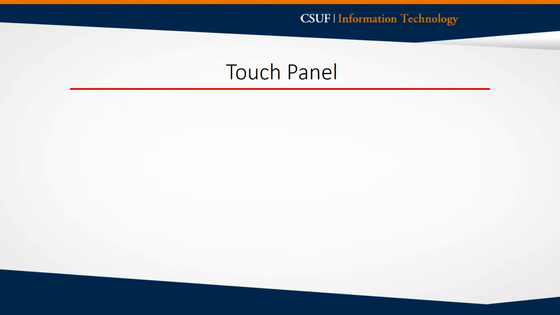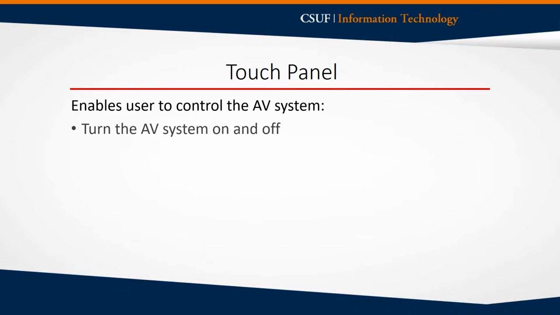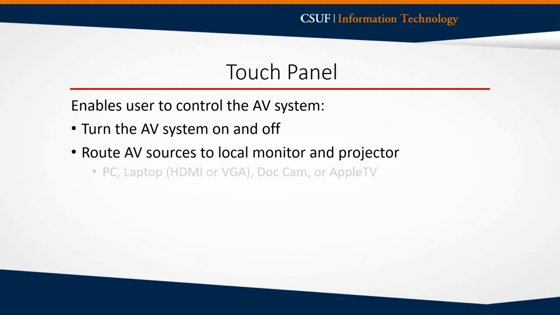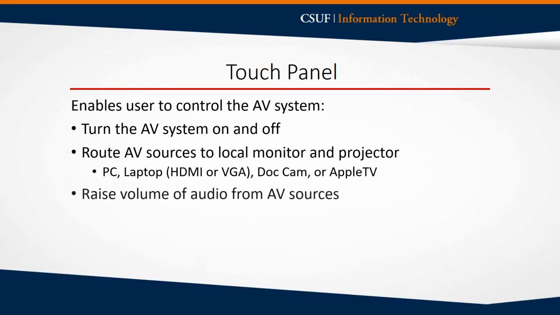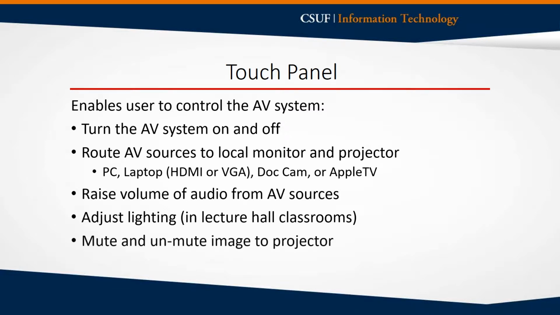The touch panel allows the user to control the classroom AV system. The user can turn the AV system on and off, route any of the 5 classroom sources to the projector and local monitor, raise and lower source volume, adjust the lighting in lecture hall classrooms, and mute and unmute the projected image.